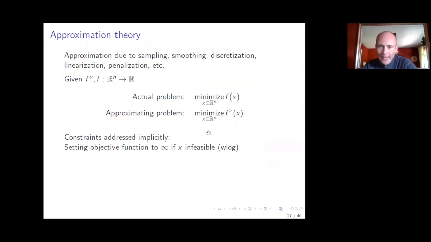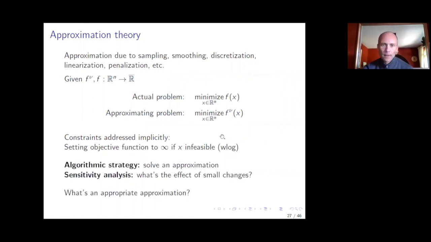Again, even though you don't see any explicit constraints stated here, we are in the mindset that any constraints we might have are incorporated in these functions by assigning plus infinity when we are at an infeasible point. Okay, so clearly an algorithmic strategy for solving the actual problem will be to try to solve the approximation as some sort of surrogate of the actual problem. And this might work very well, but it needs to be justified.